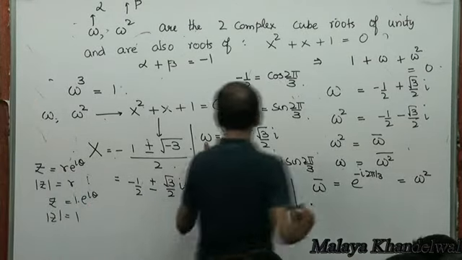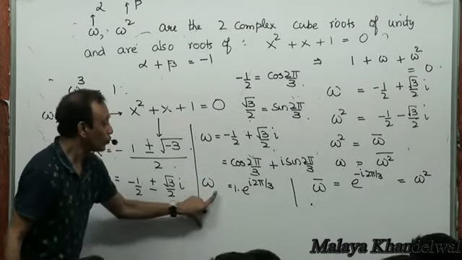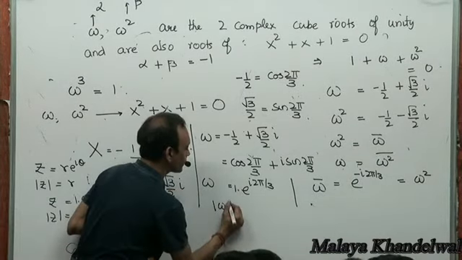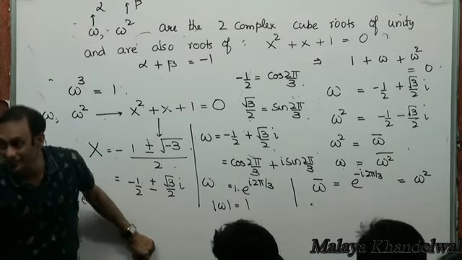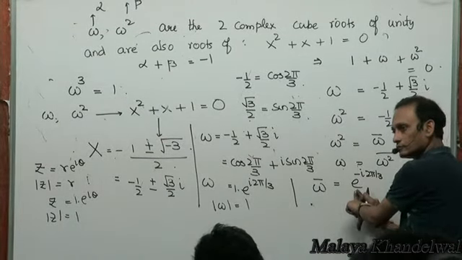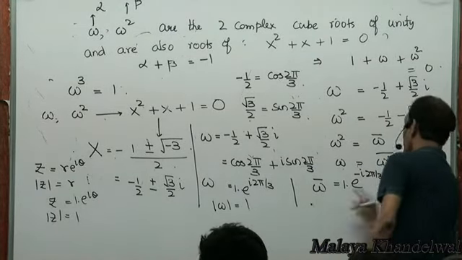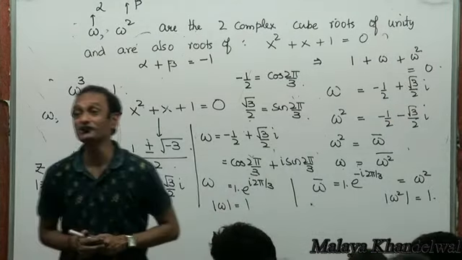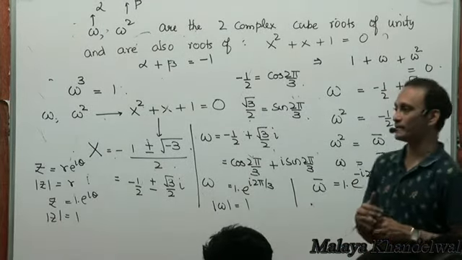Now, what is omega? 1 into e power i 2 pi by 3. What is mod omega? 1. Mod omega is 1. That means the modulus of a complex cube root of unity is 1. Okay. Omega square is this, which is 1 into this. What is mod of omega squared? 1. That means the modulus of the two complex cube roots of unity will always be 1. Their moduli are the same.